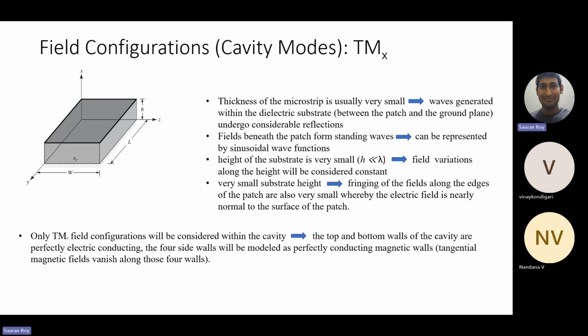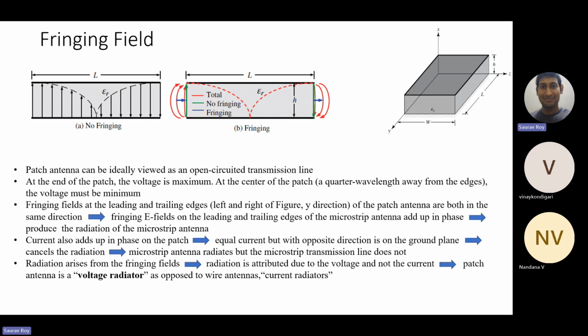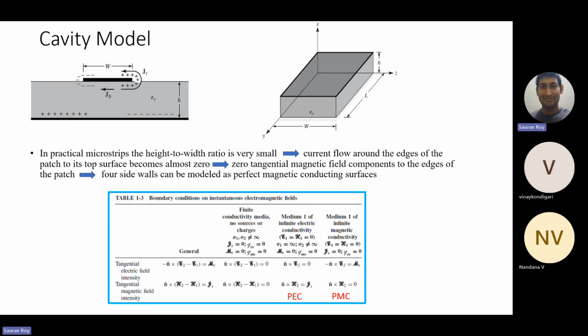Is it clear? No? Because see the last slide, what did you see here? We saw that there is no surface current on these four side walls, and because of no surface current, there is no tangential magnetic field. The tangential magnetic field on all of them will be in the x direction, so that would be zero on all the side walls. Do you have any question?